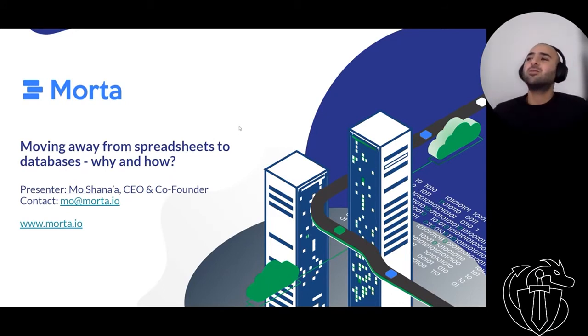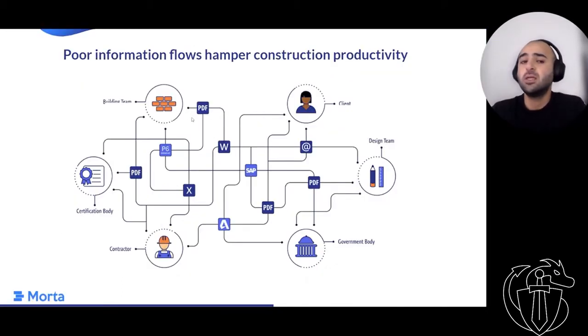The topic from my end today is going to focus on how the industry can move away from spreadsheets to databases and what we should be thinking about in doing so. I think we all appreciate that poor information flows are hampering construction productivity. We have a lot of processes between a lot of different participants who are sharing information with each other in different ways.